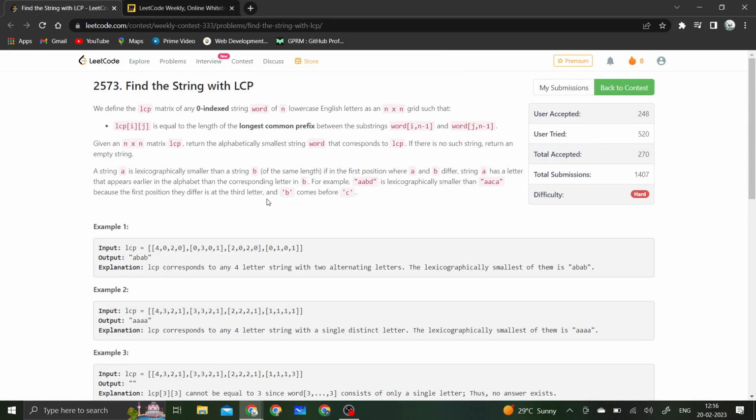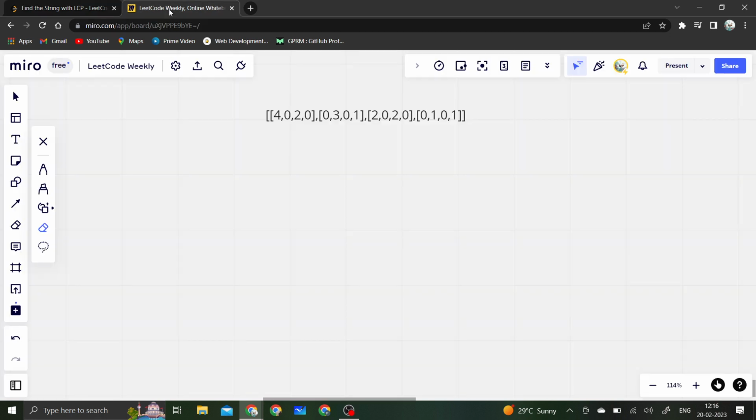Hi everyone, let's solve the last question from the weekly contest 333, that is find the string with LCP. In this question we define the LCP matrix of a zero-indexed string word of n lowercase English letters as an n cross n grid such that LCP[i][j] is equal to the length of the longest common prefix between the substrings word[i..n-1] and word[j..n-1]. So let's see what that line means.